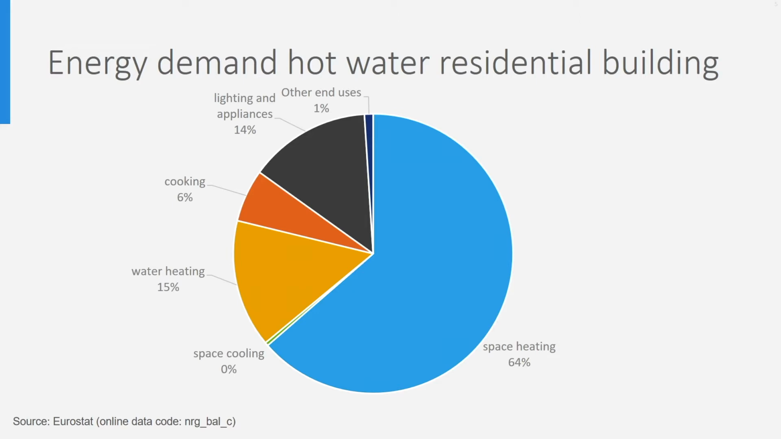In the picture on the slide you can see the average percentage of energy use for houses in the EU. Water heating is 14.8% of the total final energy consumption. This is a significant amount.